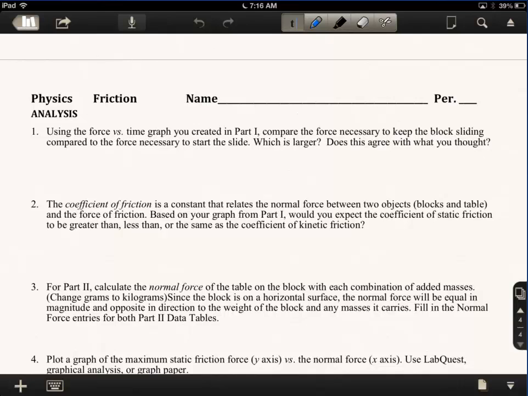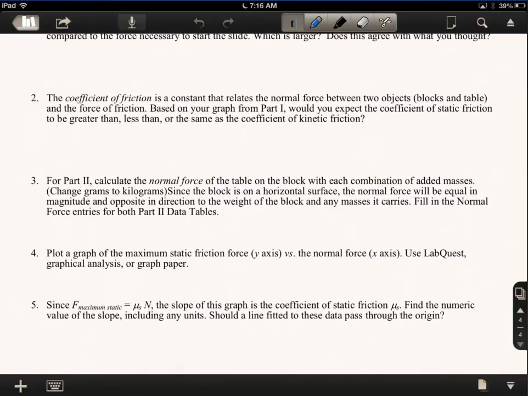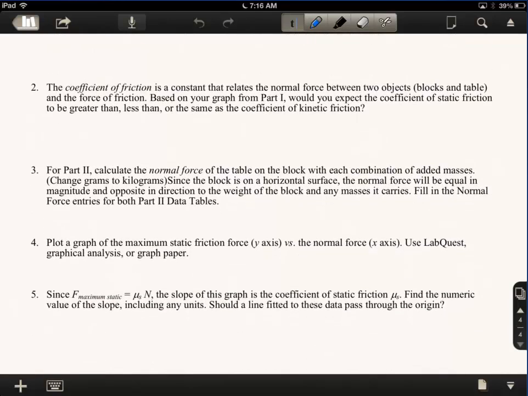Okay. Now part 3 says calculate the normal force of the table on the block with each combination of added masses. Since it's a horizontal surface, the normal force is equal to the weight force, which is mg, and so you guys took mass times the acceleration due to gravity, did that, and your data looked good on that.